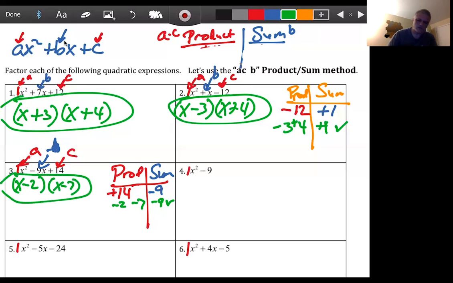And again, you could FOIL this out. The minus 2x and the minus 7x are going to give you the minus 9x because you had to add them together. Cool. All right, let's look at this next one.